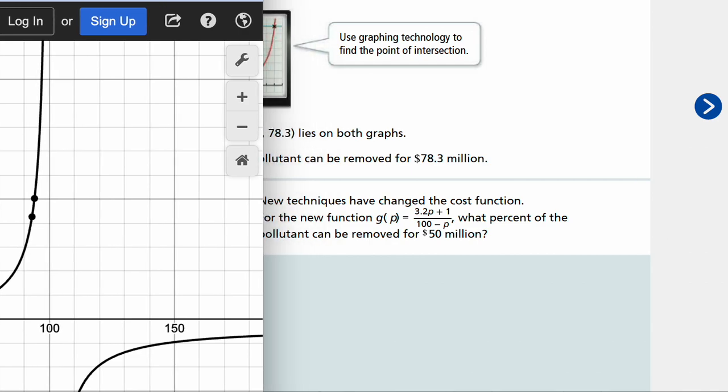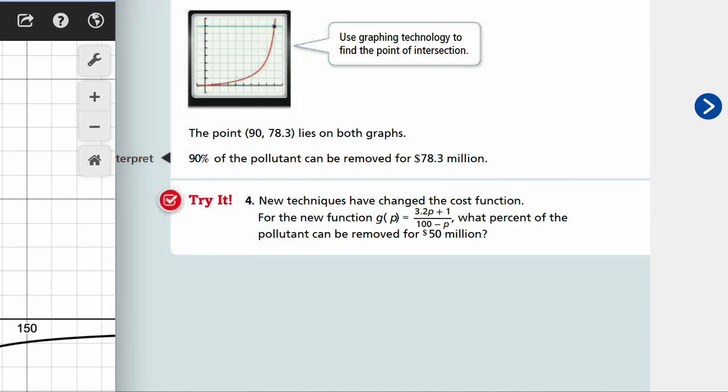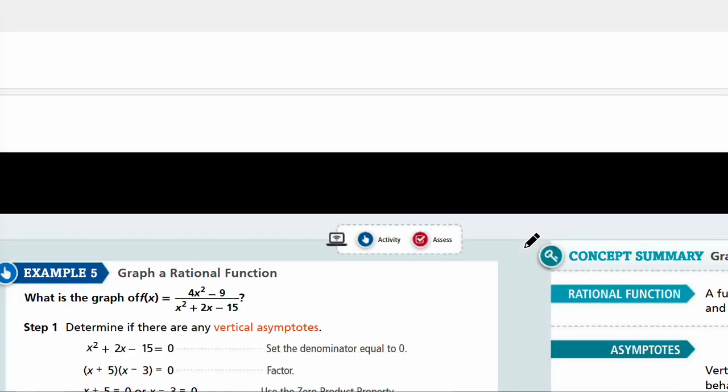Which one is closer to our answer, 50 million? That would be 94. So we can say about 94% would be our solution. So 94% of the protein can be removed for $50 million. Okay, that was try number 4, example 4.